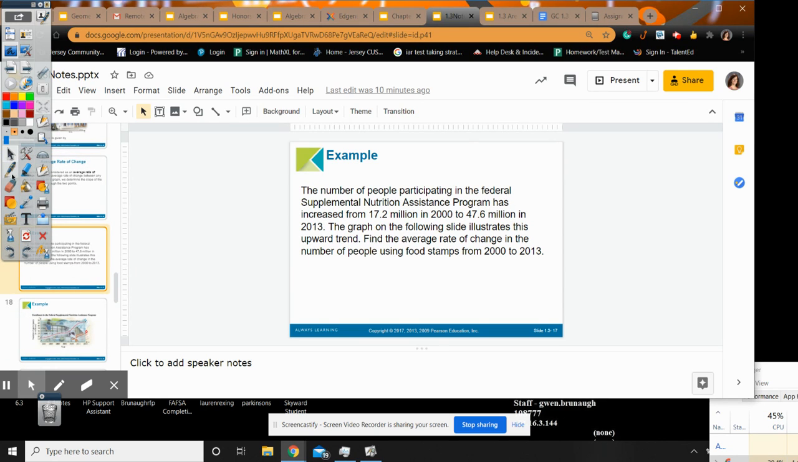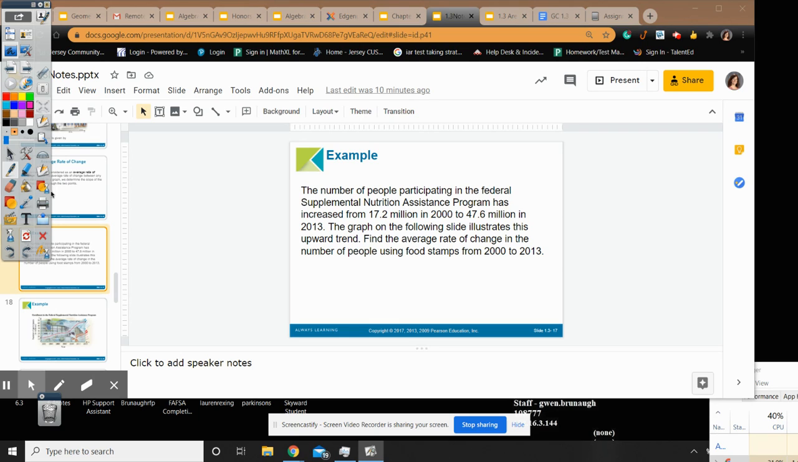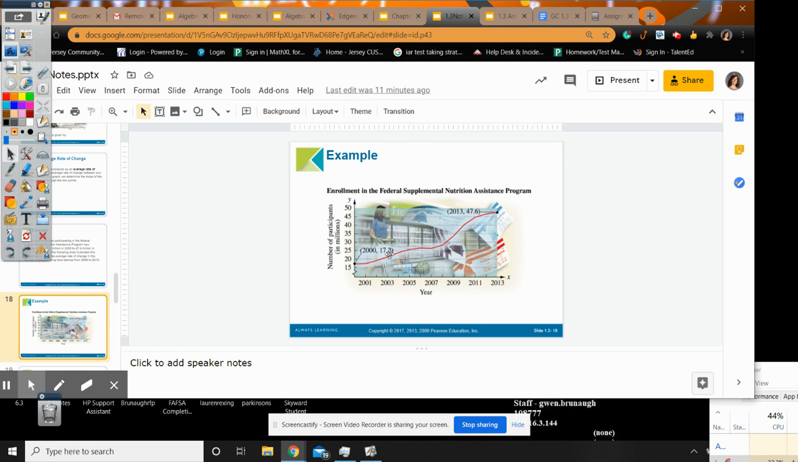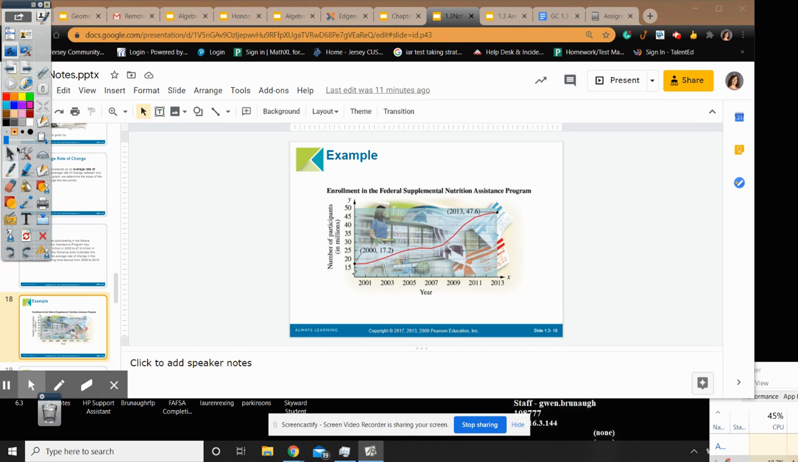So here's a word problem for us. The number of people participating in the Federal Supplemental Nutrition Assistance Program has increased from 17.2 million in 2000 to 47.6 million in 2013. There's a graph that's going to show us the trend. They want to find the average rate of change from 2000 to 2013. Now, the reason they use the word rate of change is because this is not a straight line. But I can kind of treat it like a straight line and use these 2 points to find the slope still. And that would give me a rate of change. So that's what I'm going to do.